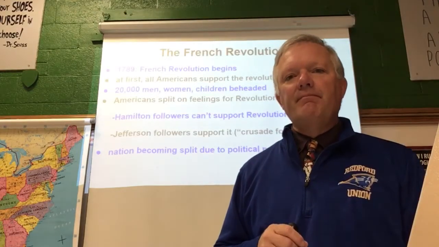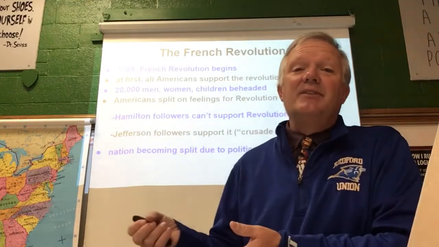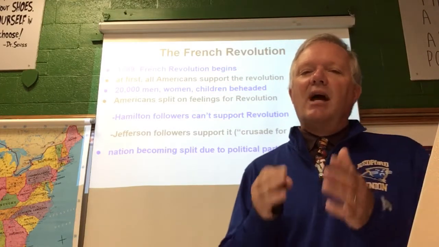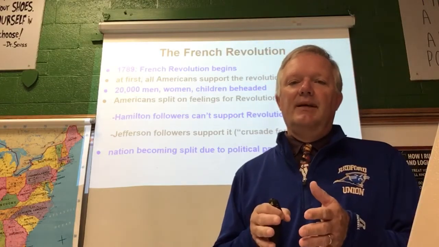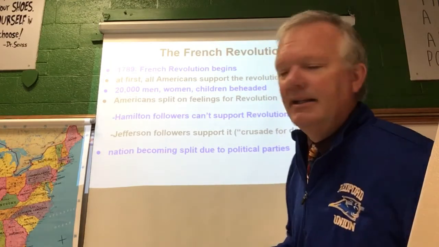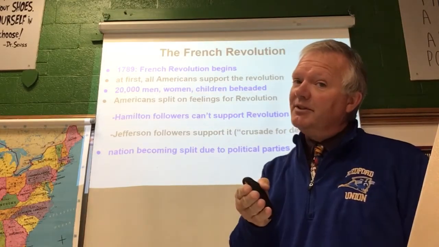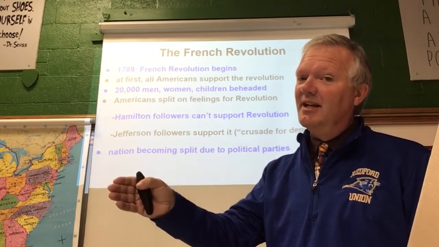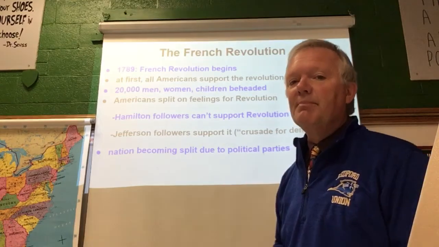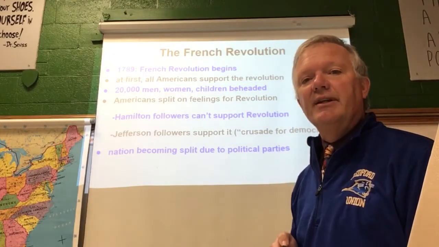When that happens, you're going to have half Americans saying, oh God, no, we can't support this. They're killing men, women, and children. And then the other half's going to say, hey, in a revolution, people are going to die. So what you have here is Americans are now divided over the French Revolution, which is going to lead to the creation of our first political parties. Okay? And we'll get into that in the next lesson. So Hamilton followers, they can't support the revolution. Hamilton likes Britain. He wants to be just like Britain. Doesn't like France. So he and his followers, nah, we can't support it. Jefferson and his people, some people die in a revolution. It's going to happen. And so the nation is now split on the issue of the French Revolution.